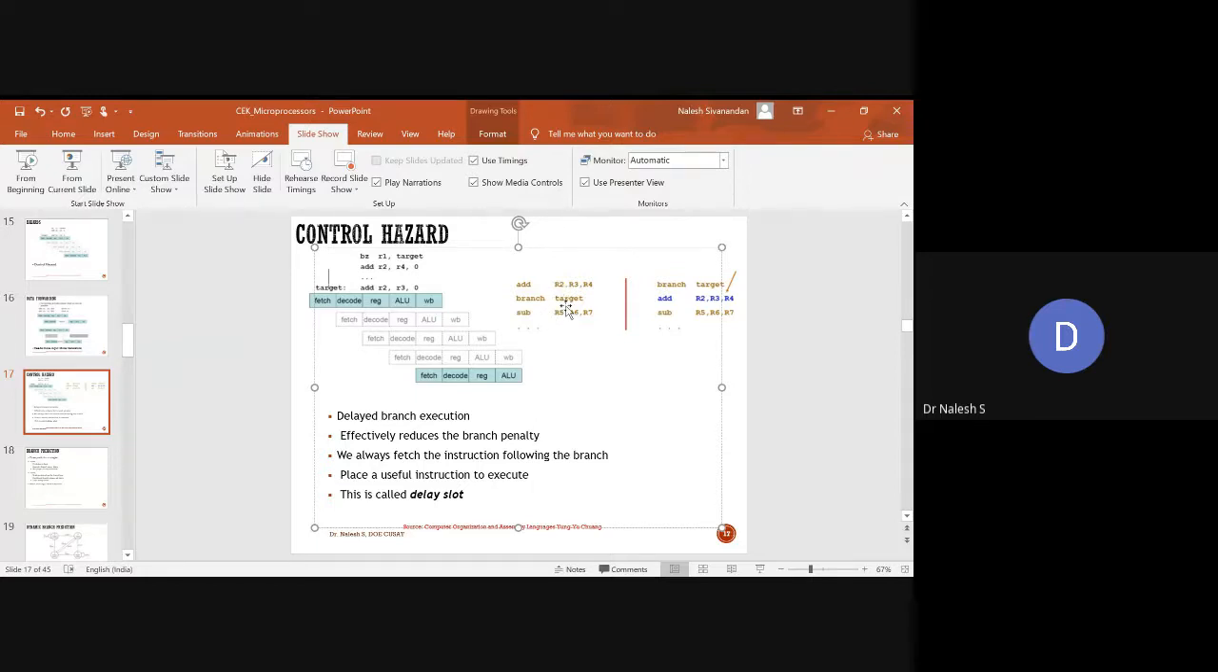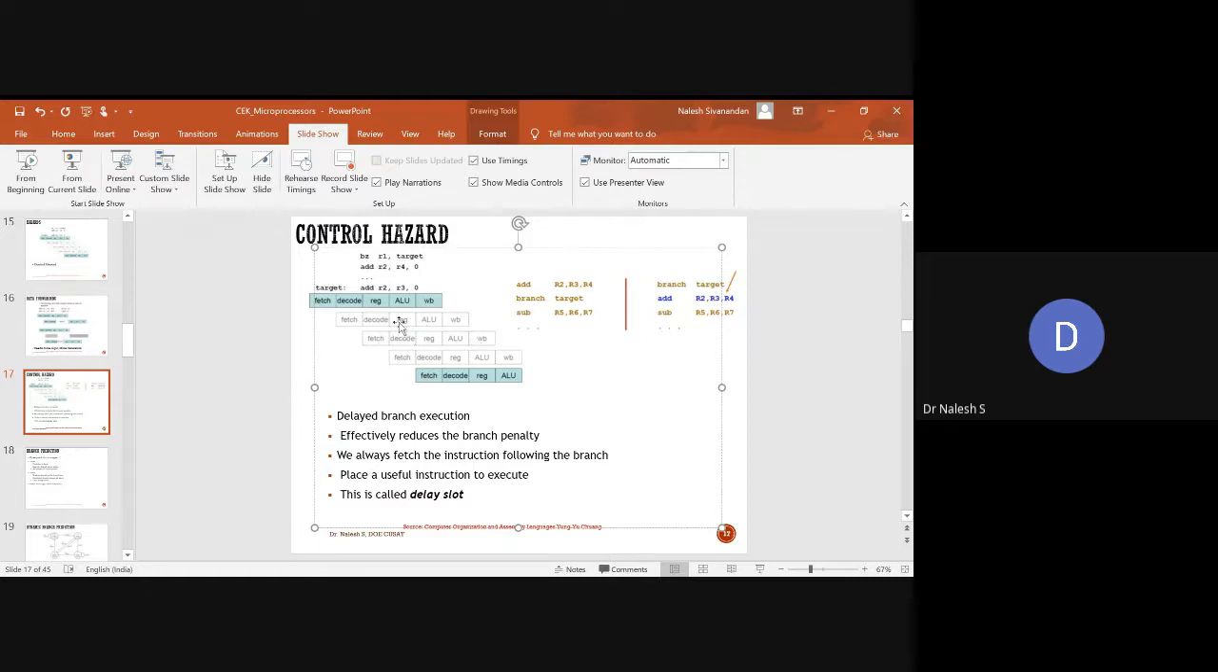You will introduce sub only after the branch is complete. But instead of spending 3 cycles between the branch and the subtract, the next instruction, this one cycle can be used to execute the add. So add will be executed after the branch. So this saves one cycle.